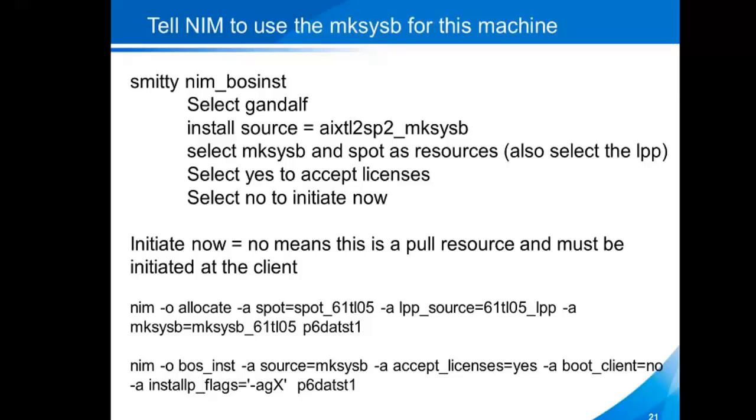That's what we call a push install. So I make sure it's a pull resource and I set it to no. That means that I can go to the client now and boot from SMS mode to restore from that mksysb. It just gives me more control. And then down the bottom you can see that I have the option to use nim -o allocate to pre-allocate the resources, and then I can just tell NIM to do a bos_inst. And again, the equivalent to initiate now equals no is boot_client equals no on the command.